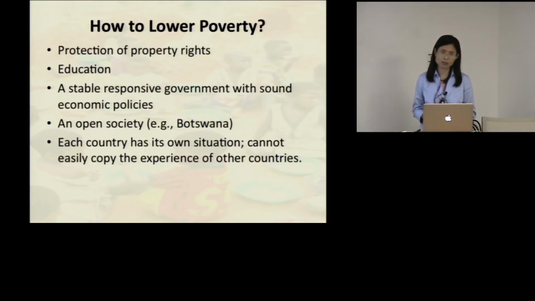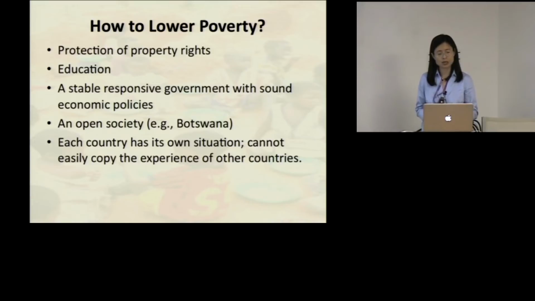If you don't protect people's intellectual property rights, then nobody is willing to invest in innovation, because once they come up with something new, somebody else will copy it. They will never have a chance to recoup their research and development and make money out of it. As a result, nobody will innovate. So protection of property rights is key for economic growth.